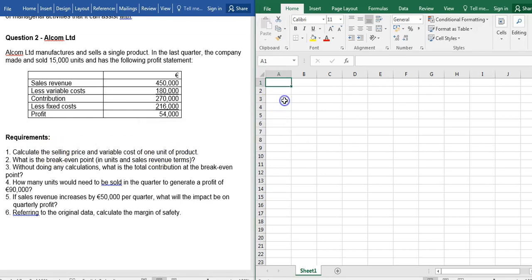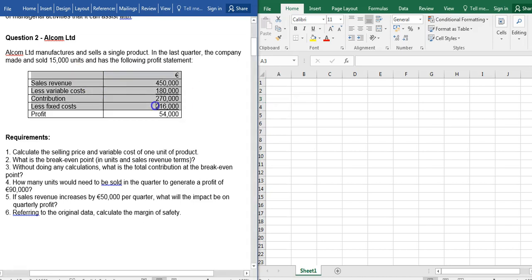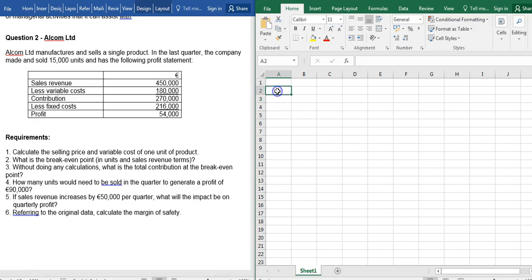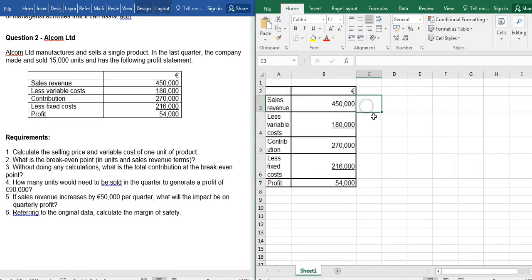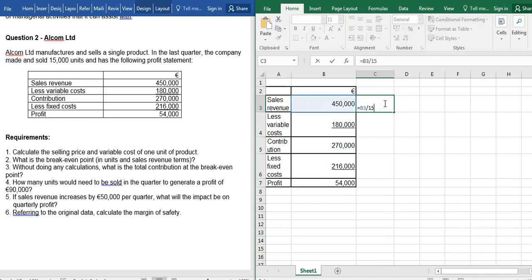Now the key point here for part 1 was that we have to assume a constant price per unit and a constant variable cost per unit. So to get that, if we have our sales revenue of 450, we'll say that represents sales of 15,000. So the average selling price per unit, which is what part 1 is asking us, is €30 a unit. So €30 flat. That's the sales price per unit.